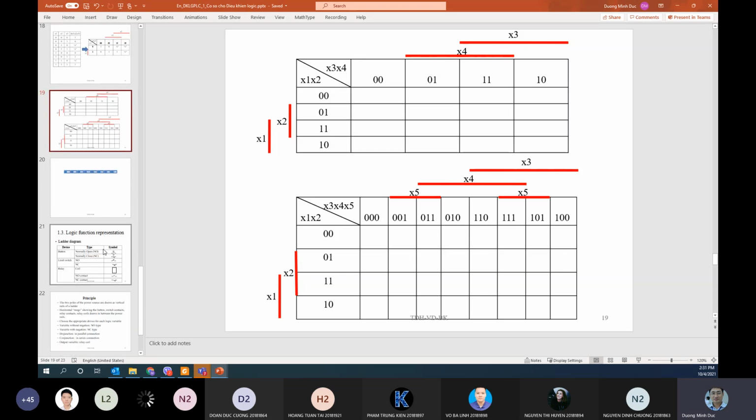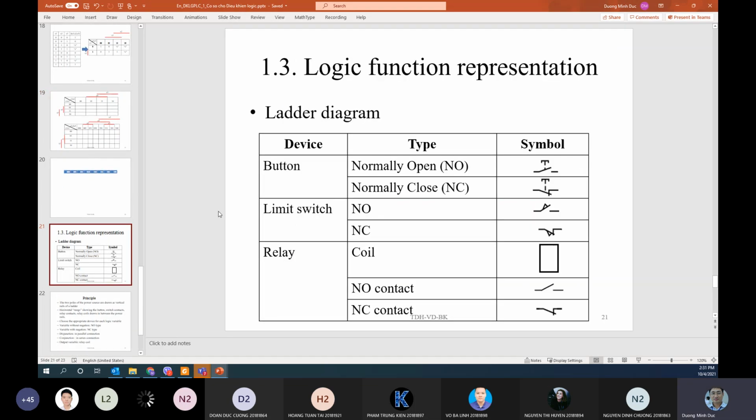I will introduce to you another way to present the logic of functions, and this way is even more practical than the function block diagram. So you already studied digital system design, right?